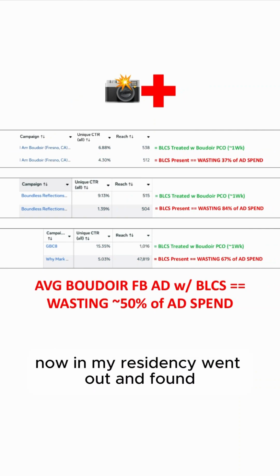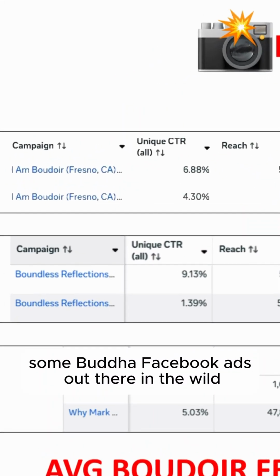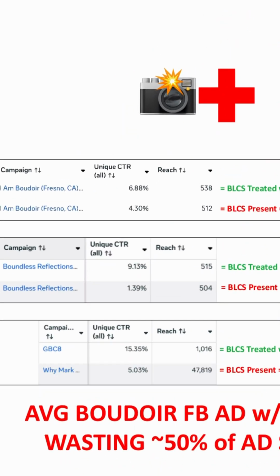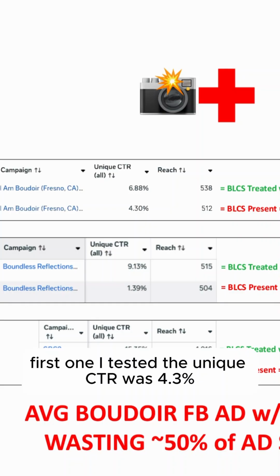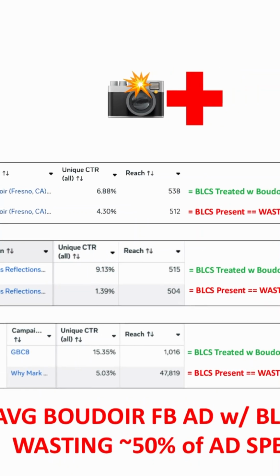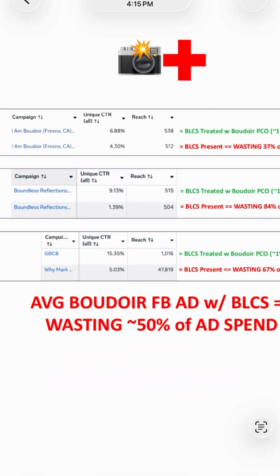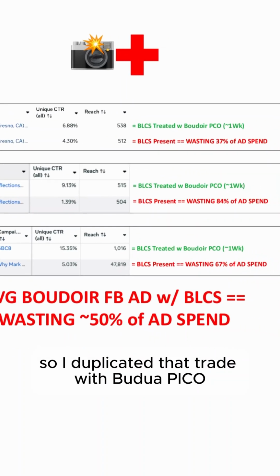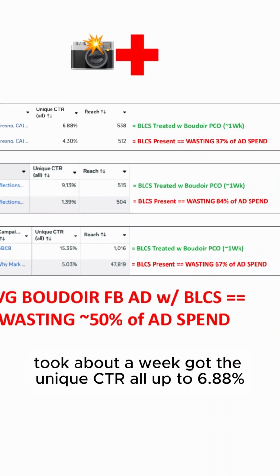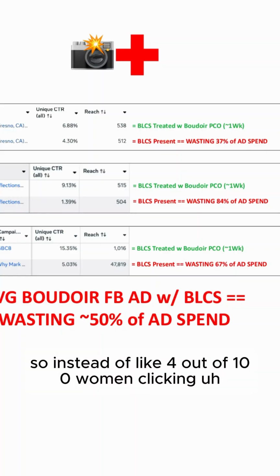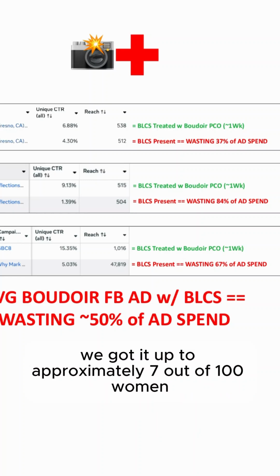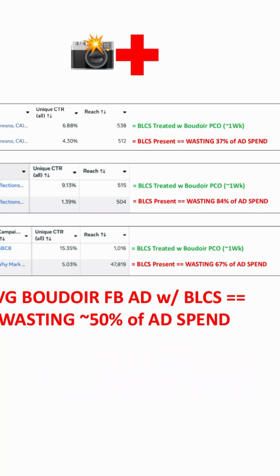Now, in my residency, I went out and found some Boudoir Facebook ads out there in the wild. The first one I tested, the unique CTR all was 4.3%. So we know that's under 6%, so we know that BLCS is present. I duplicated that, treated it with Boudoir Pico, took about a week, and got the unique CTR all up to 6.88%. So way better. Instead of like 4 out of 100 women clicking somewhere in the ad, we got it up to approximately 7 out of 100 women.